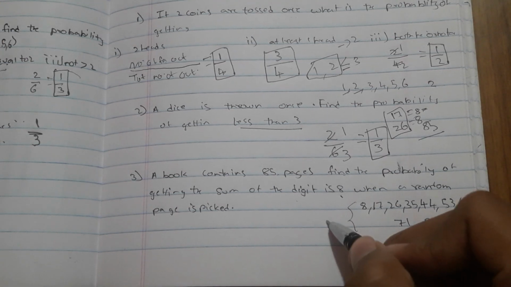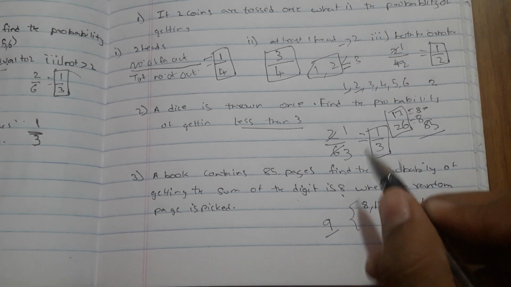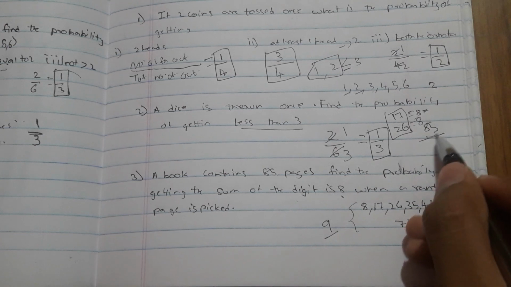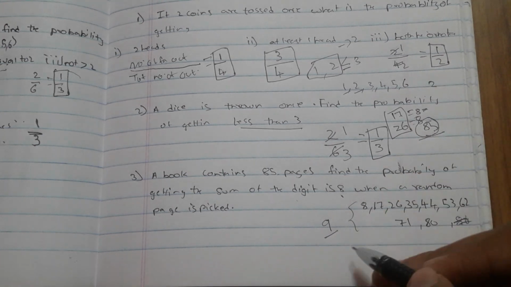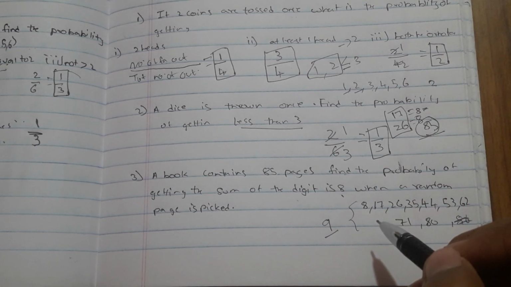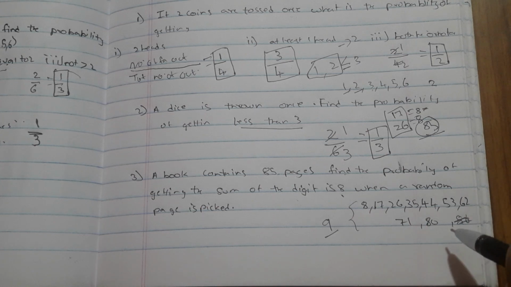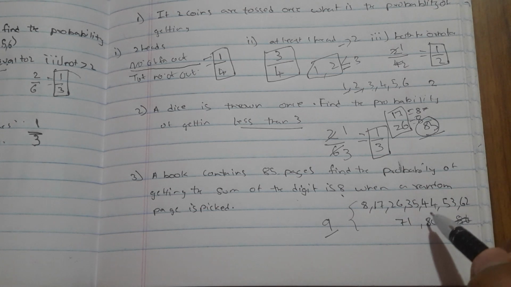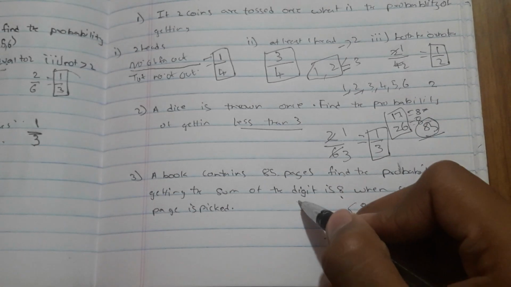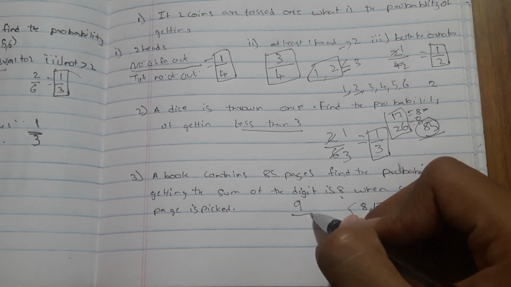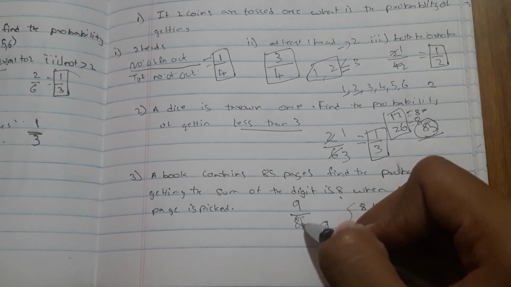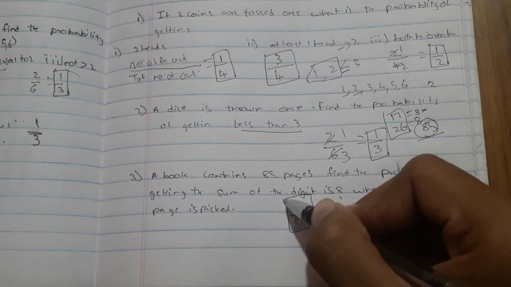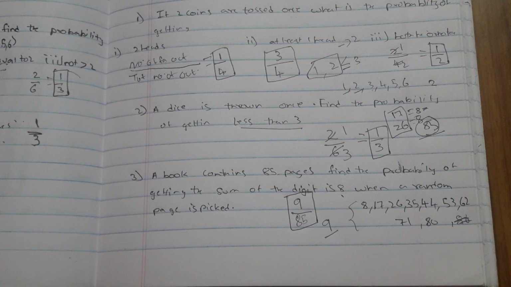In total there are 9 favorable outcomes out of 85 pages. When we pick randomly, there is a chance of getting only 9 pages where the sum is 8. If you take 44, 4 plus 4 is 8. So the number of favorable outcomes is 9 and the total number of outcomes is 85. So the answer is 9 by 85.